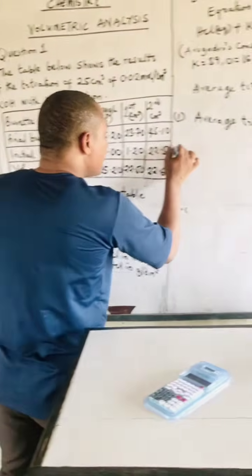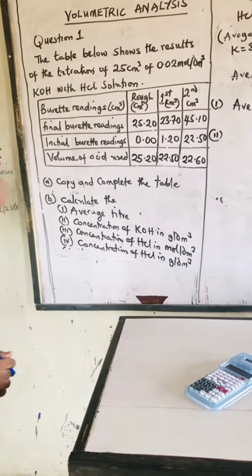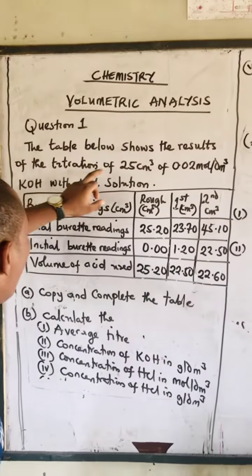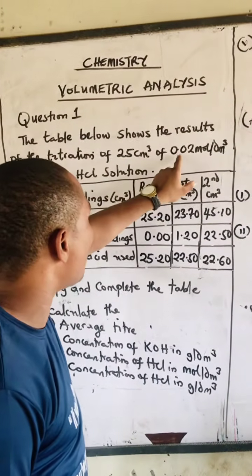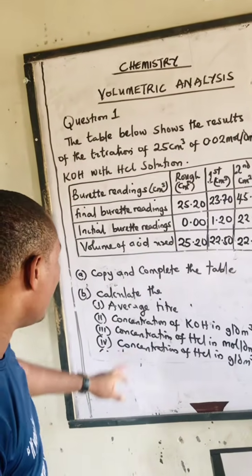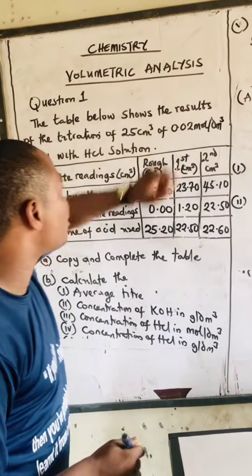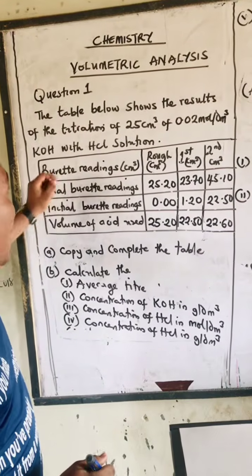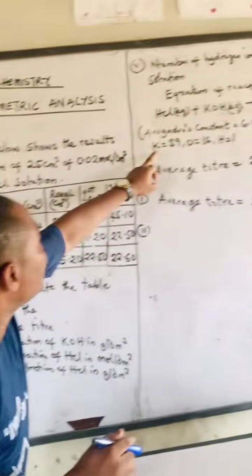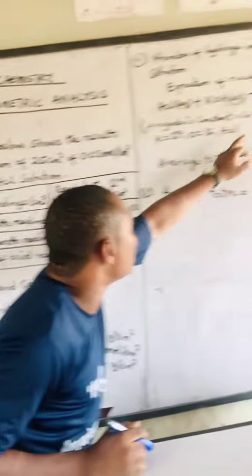Now the second one, they said you should look for the concentration of KOH in gram per dm cube. Let's go back to the question. They said the table below shows the result of the titration of 25 centimeter cube of 0.02 mole per dm cube of KOH. Now, for your concentration in gram per dm cube, don't forget you are given your concentration in mole per dm cube, and you can actually calculate your molar mass from this very particular KOH, because you are given K already to be 39, O to be 16, and the atomic mass of H to be 1.